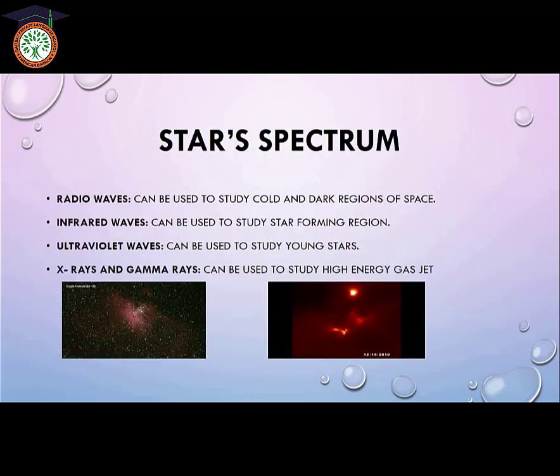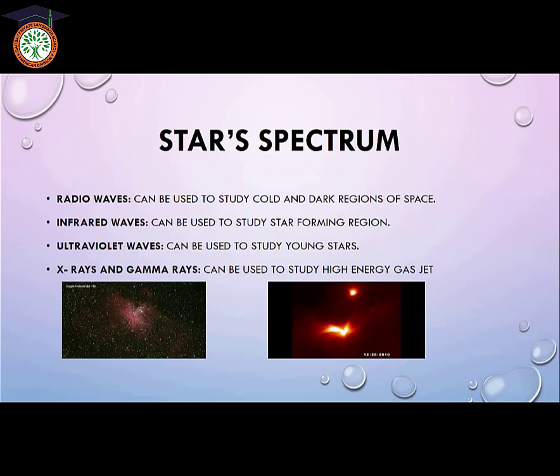What is meant by stars spectrum? Each star has its own spectrum, releasing its own spectrum. It emits its own spectrum, okay? So we have radio waves. The radio waves, we can use them to study the cold and dark regions of the space. Infrared waves, we use them to study star-forming regions where the stars begin to be formed.